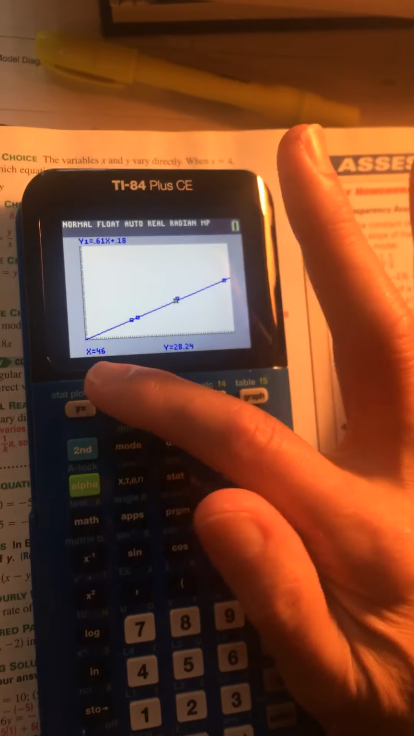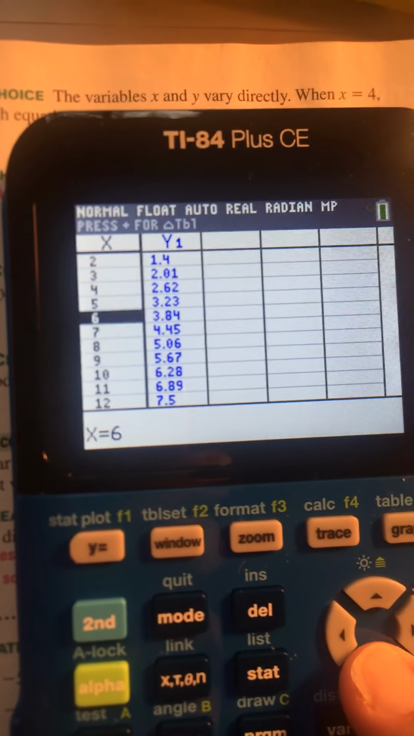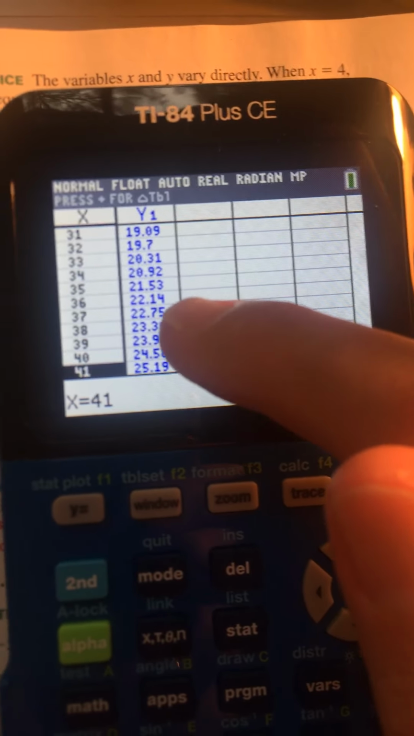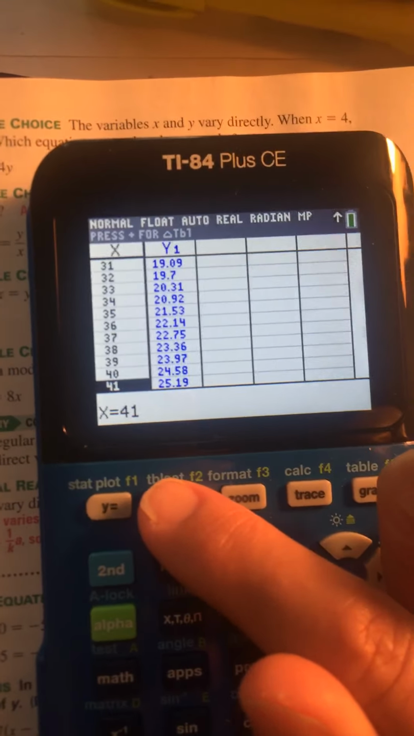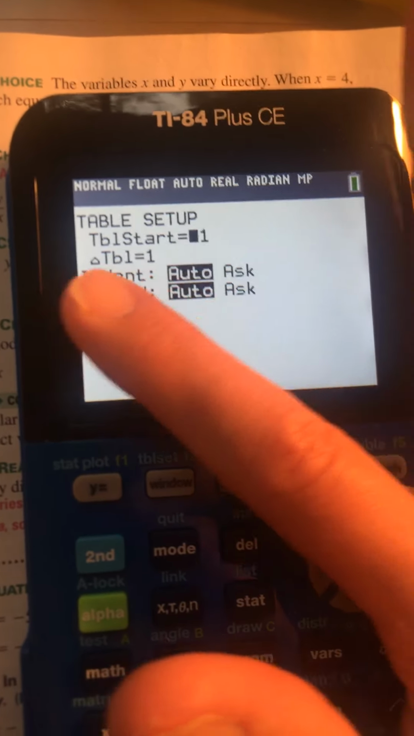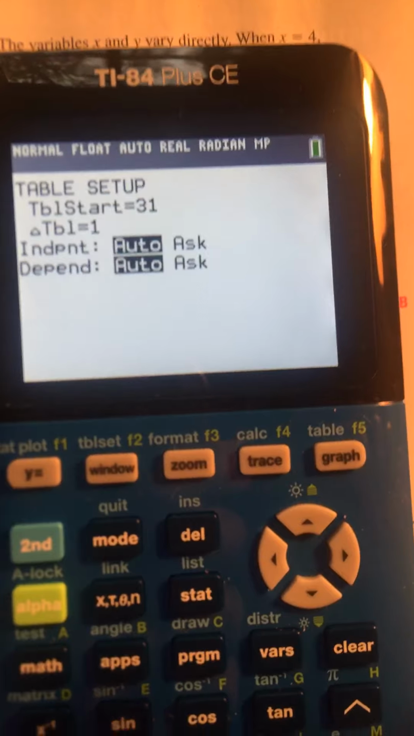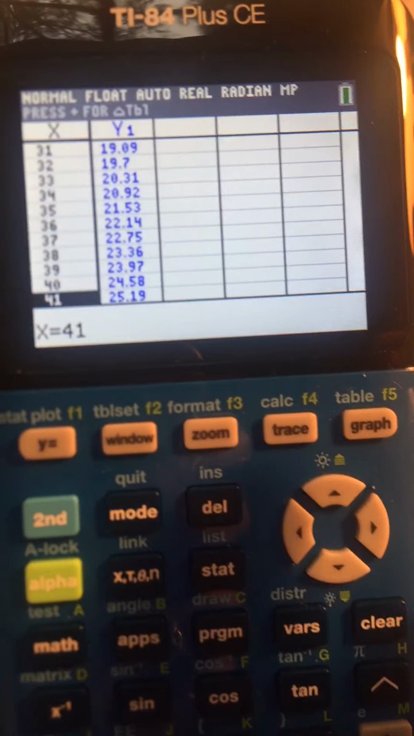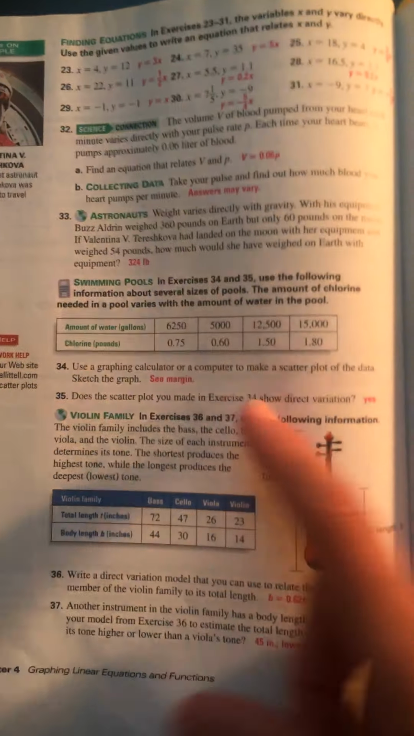Another way to do it is on table. Second graph, here we can look at our table, and we can scroll through for the values to find out what it is. Now, my table is changing by such little amounts there. You can make it change more. With second window is tblset, and you can change your table. See delta tbl? Let's try changing table. It's changing by 1. I might want to change more, or I might want to change less, but then you could scroll through. And how you get to table is second graph, and you can look and see what your values are.